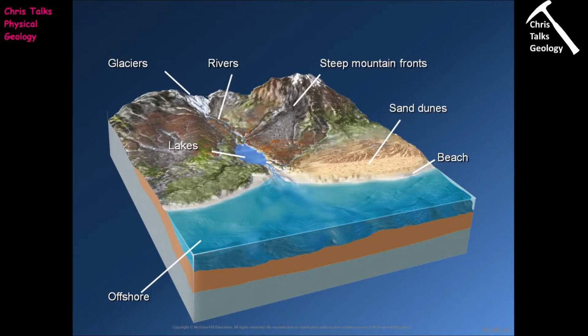In the case of the river, the sediment is being moved by liquid water. In the case of the mountainous environment, the sediment is being moved by gravity. And in the case of the desert environment, the sediment is being moved by the wind. In the case of the beach environment, the sediment is being moved by waves. And in the case of the offshore environment, the sediment is going to be moved by a mixture of waves and tidal currents.